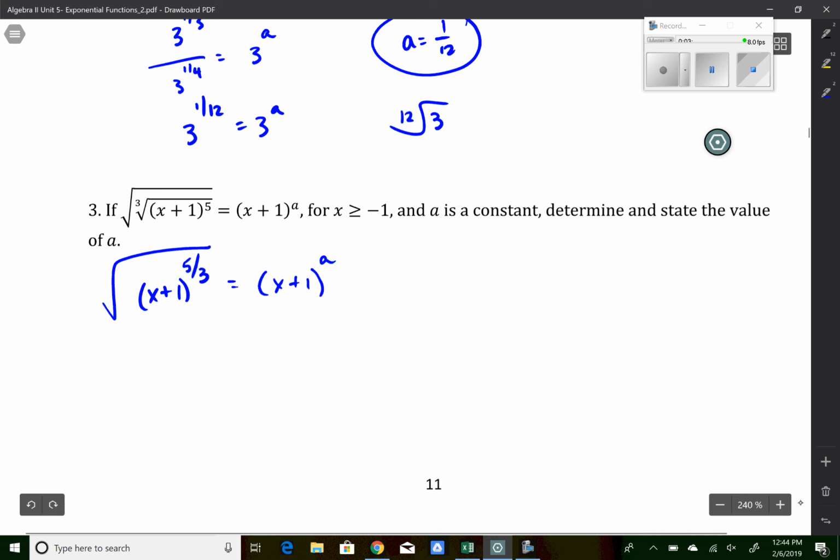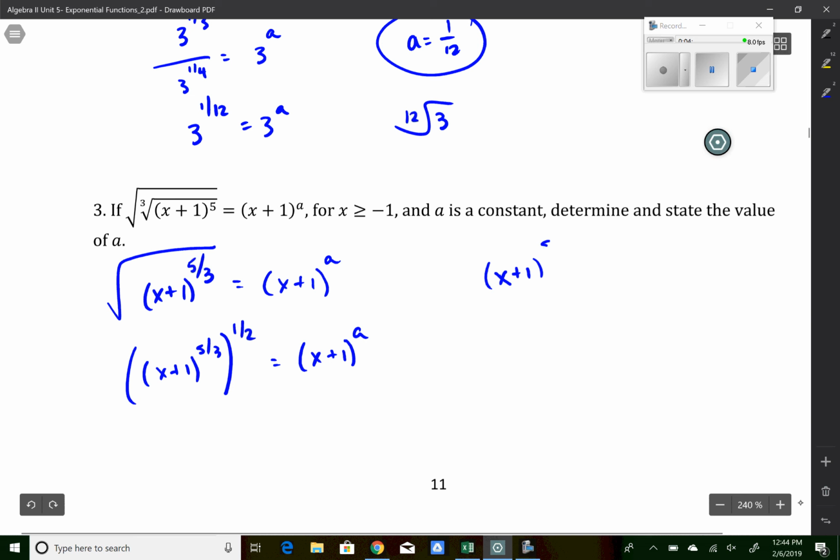I do the same thing with the square root. So square roots, we remember, are going to be 1/2 exponents. So if I raise that whole thing to the 1/2 exponent, I get this expression. And then if I multiply those together, because powers to powers get multiplied, I get x plus 1 to the 5/6 is equal to x plus 1 to the a. So a is 5/6.